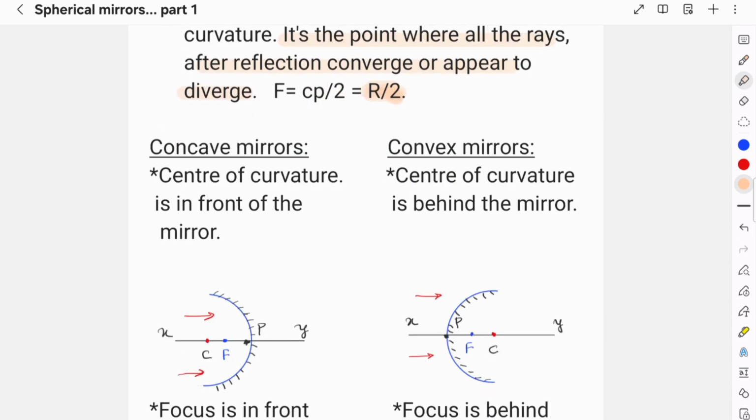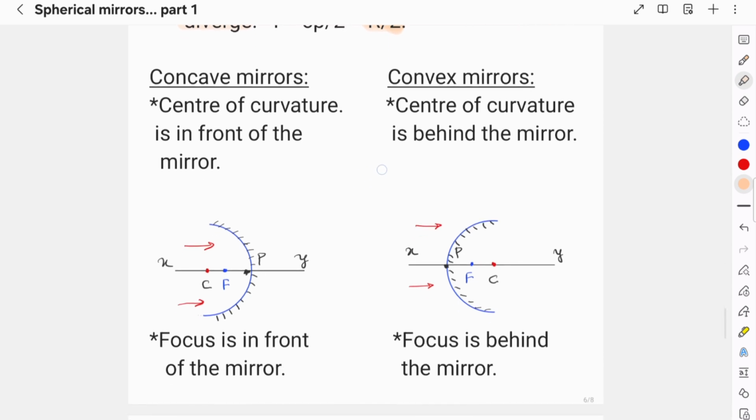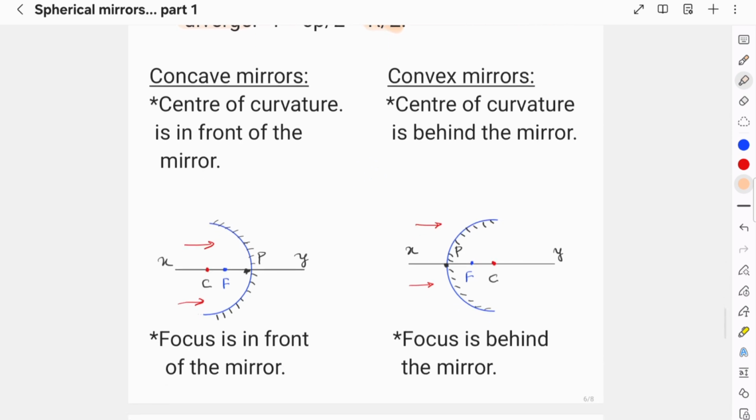Now concave mirror and convex mirror. See what is the difference between them. The major difference is what we have shown in the diagram. The center of curvature is in front of the mirror in case of concave. So it is a concave mirror and the center of curvature lies in the front of the mirror. In case of convex mirror, the center of curvature is lying on the back of the mirror.